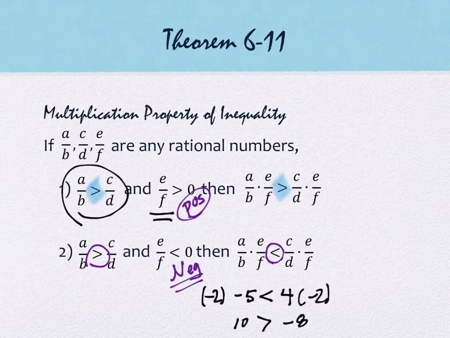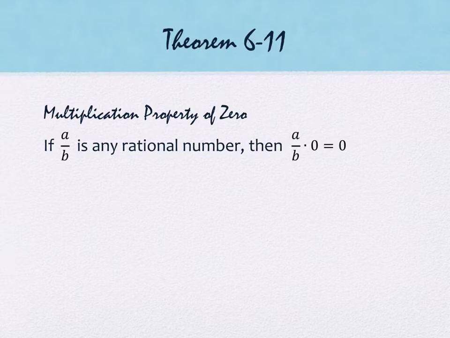And the last theorem, or last portion of 611 theorem, talks about what happens when you multiply by 0, because that's the only other option. We've talked about positives, we talked about negatives, what happens when we talk about zeros. So if a over b is a rational number and you multiply by 0, you get 0. It's a 0 property of multiplication, also in chapter 3.